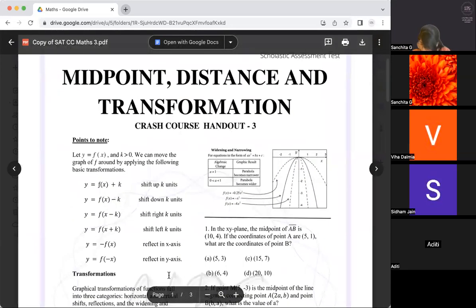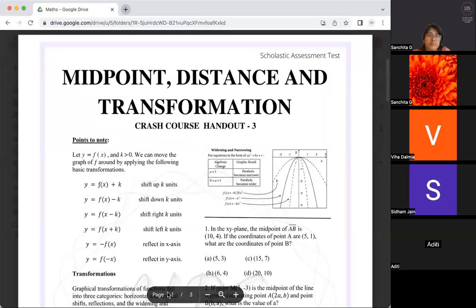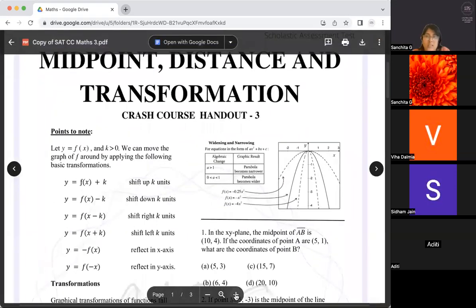Okay, lovely. But I've never seen these types of questions in the SAT. Are these rare?